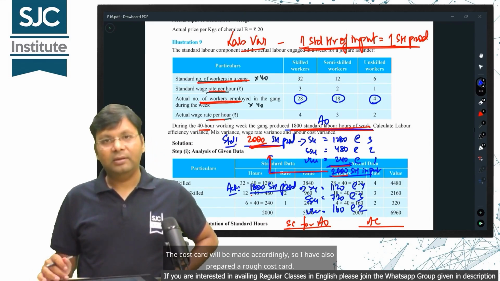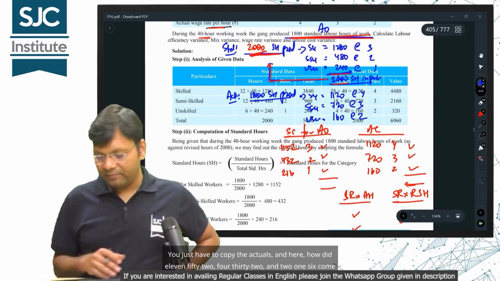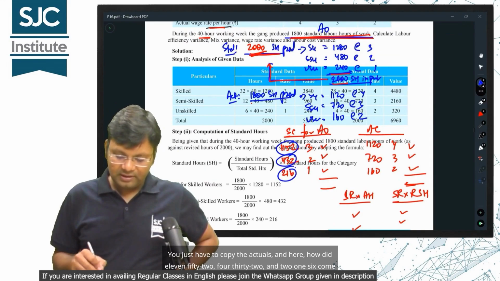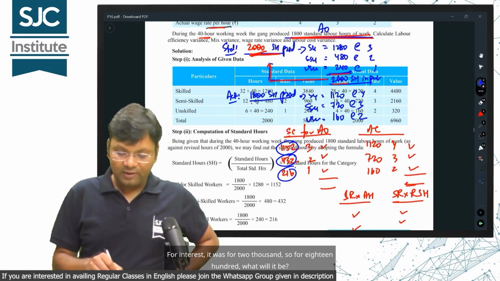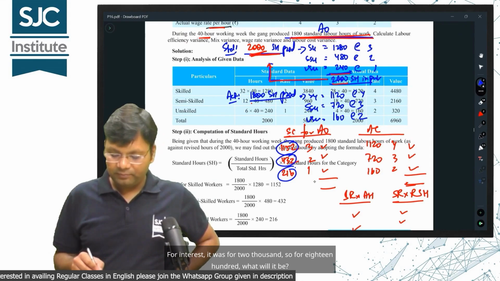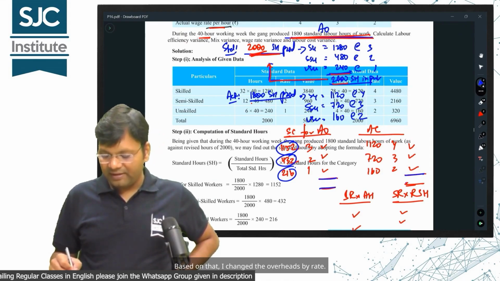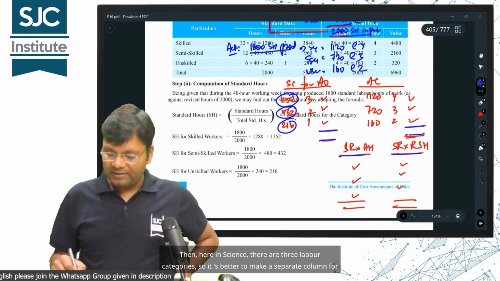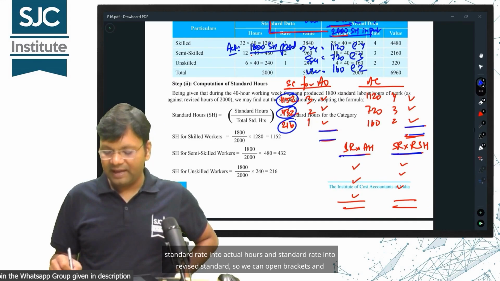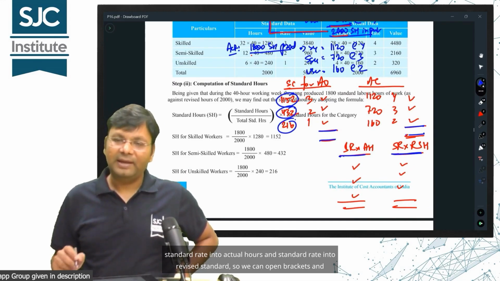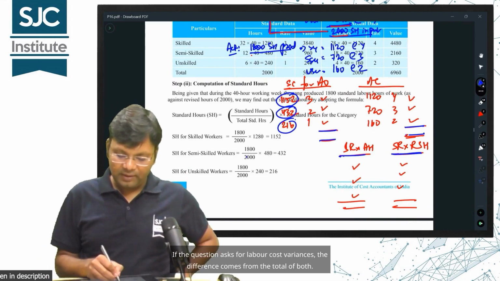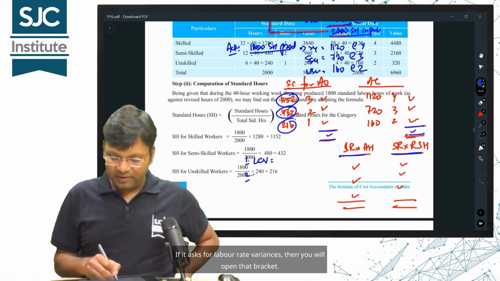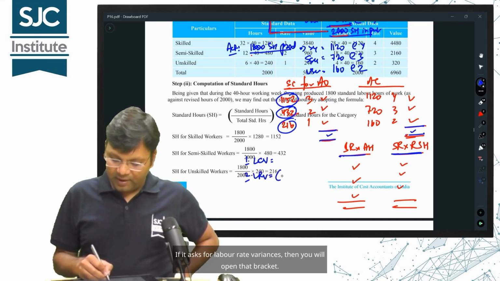The cost card will be made accordingly, so I have also prepared a rough cost card. You just have to copy the actuals, and here, how did 1152, 432, and 216 come? It was for 2000, so for 1800, what will it be? Based on that, I changed the overheads by rate. Then, here there are 3 labor categories, so it's better to make a separate column for standard rate into actual hours and standard rate into revised standard, so we can open brackets and calculate the variance properly. If the question asks for labor cost variances, the difference comes from the total of both. If it asks for labor rate variances, then you will open that bracket.